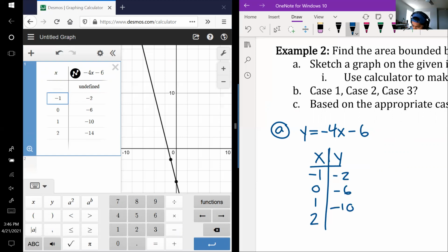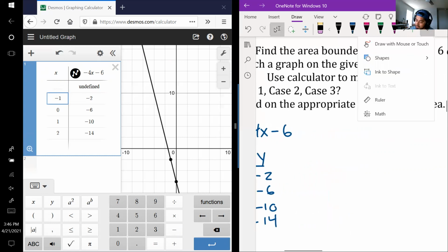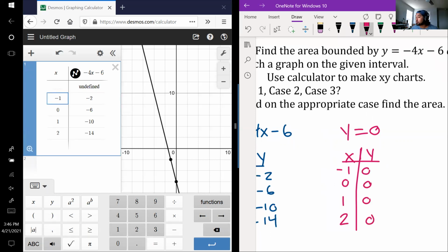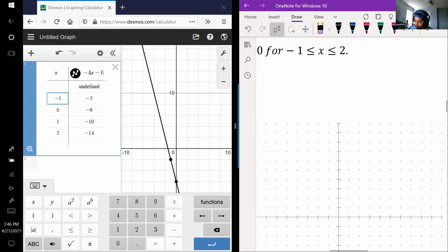So -2, -6, -10, -14. And then once again, our next function is just y equals 0. So we get that same XY chart that we did on the last problem. So for -1, 0, 1, 2, the y values will always be 0. Okay, perfect. Let's go ahead and graph this and make our intervals appropriate.